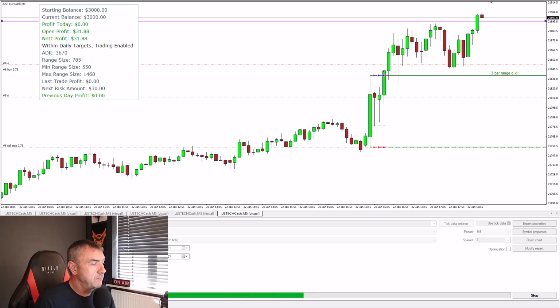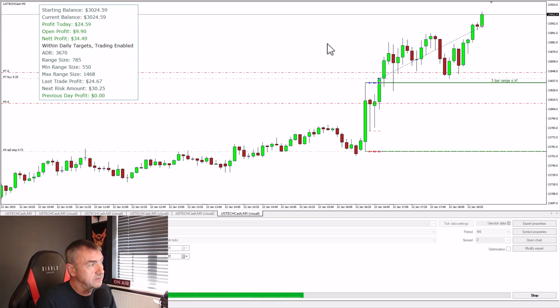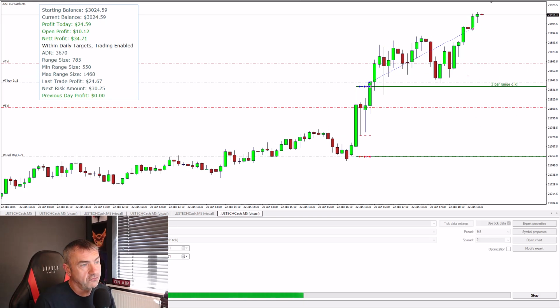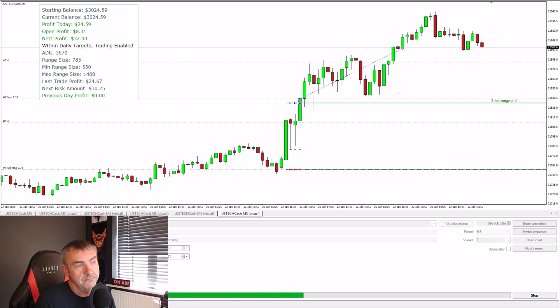Okay. So when a candle closes above, not touches, closes above that level, it will close partial order. So you can see we've closed out, the initial lot size was 0.73. We've now got a 0.18 runner. So we've closed out 3/4 of that trade and the rest of it is just going to trail. We'll see how far we get.